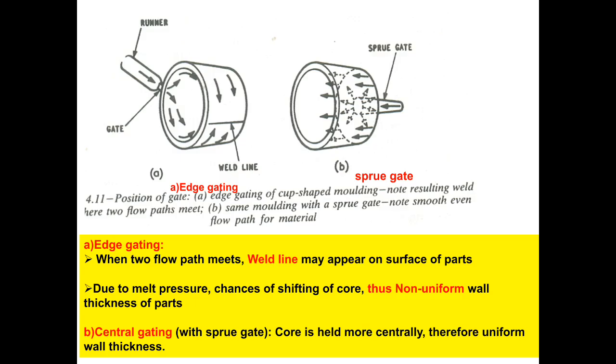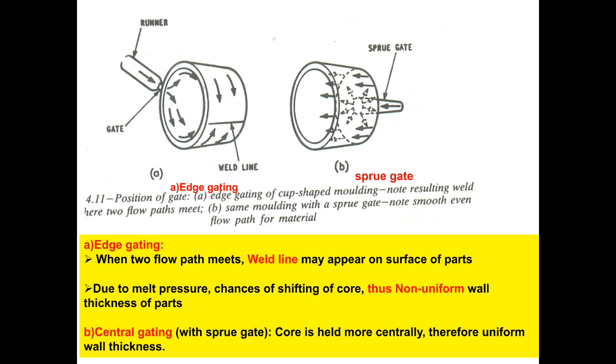Right, so this is one arrangement you can observe, that is figure A, that is gate. It is a very small part, right? So melt will flow from sprue to runner to the gate. Now you can observe the first type of gating, that is edge gating, right? So figure A represents edge gating.